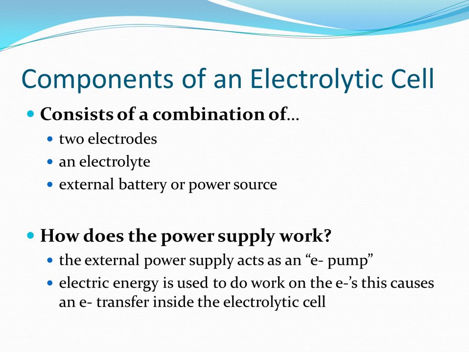An electrolytic cell looks different from a voltaic cell. It still has two electrodes, but it only has one electrolyte, and it requires a battery or power source. The power supply acts as an electron pump. The push of electrons into the electrolytic cell will drive the reaction.